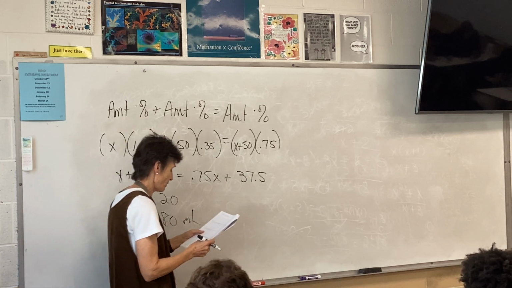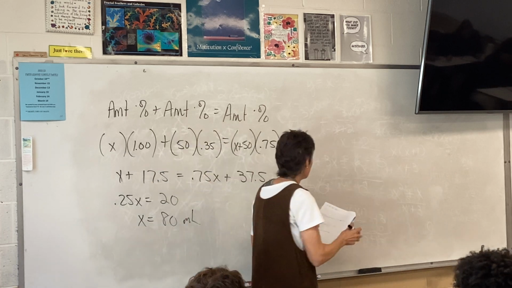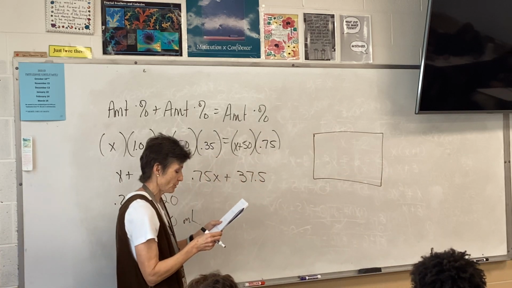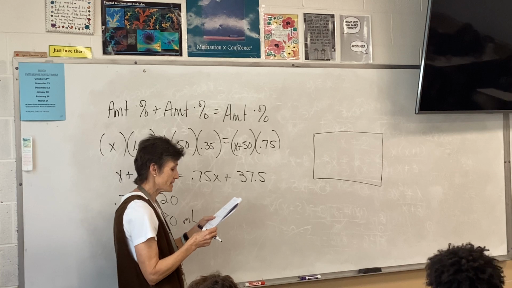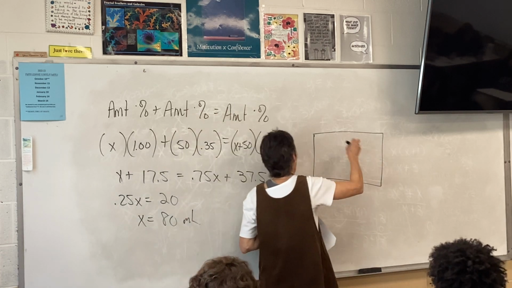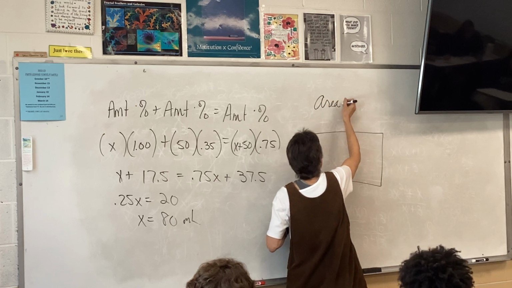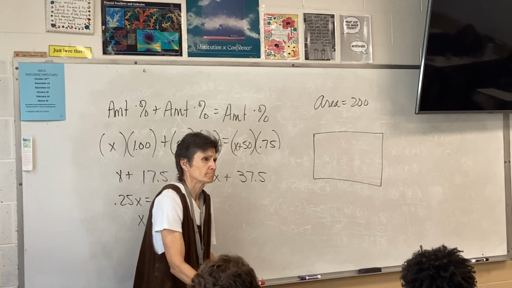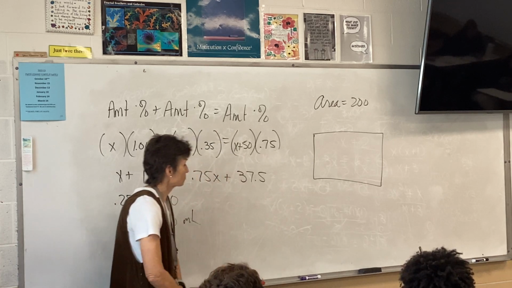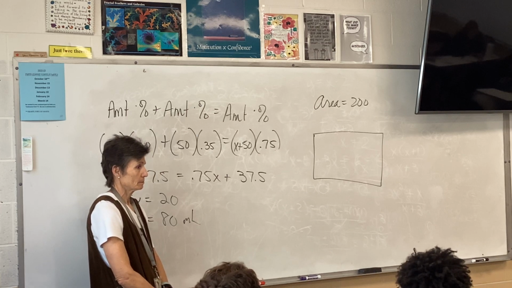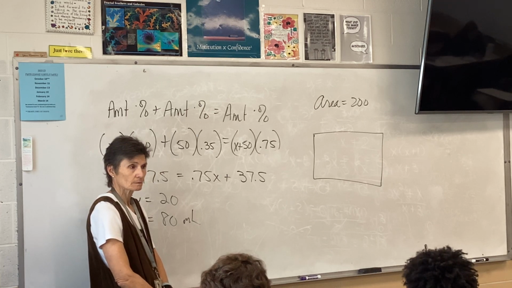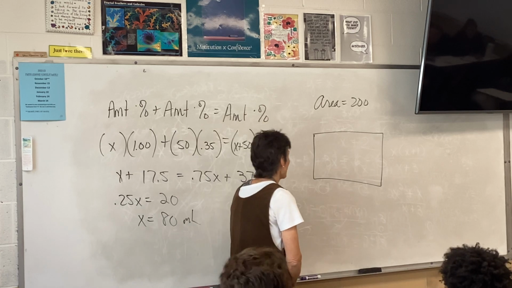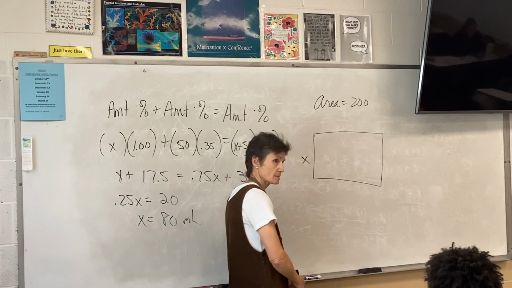All right, let's get one more done. Here we go, last one. Find the dimensions of a rectangle with a minimum perimeter if its area is 200 square meters. So all I know about this guy is that his area is 200. Well, what about the length times the width equals 200? Okay, so let's just call this X.